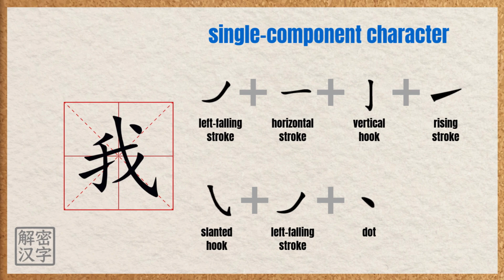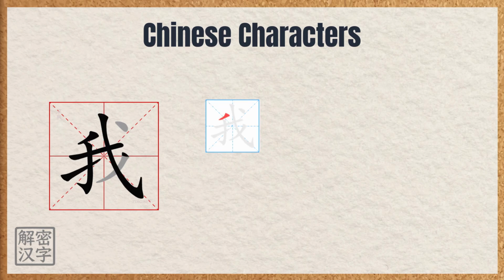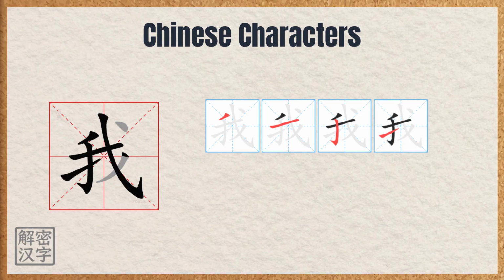Let's learn how to write it. Start in the upper left of the grid and draw a left falling stroke. Then, from just below it, slightly left of the center, draw a long horizontal line and let it tilt slightly across the middle. Next, above that line, add a vertical hook, then a rising stroke. That finishes the left side.